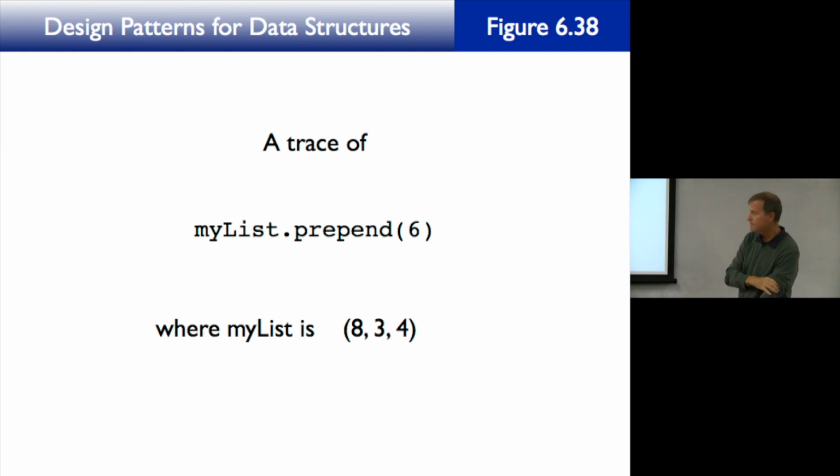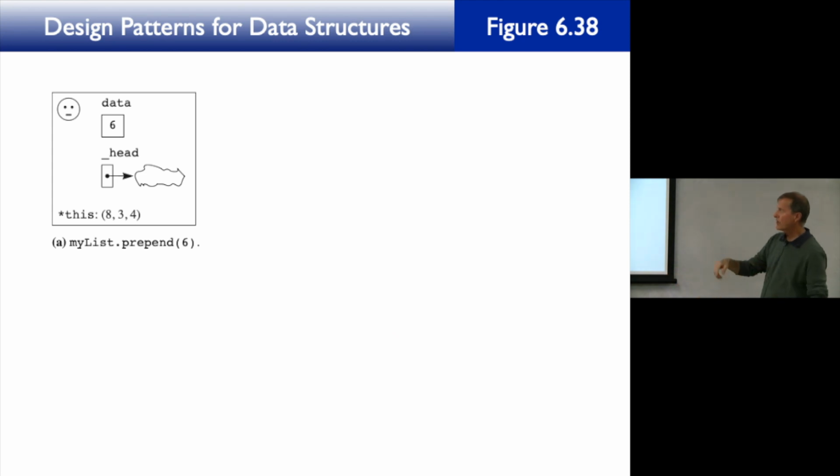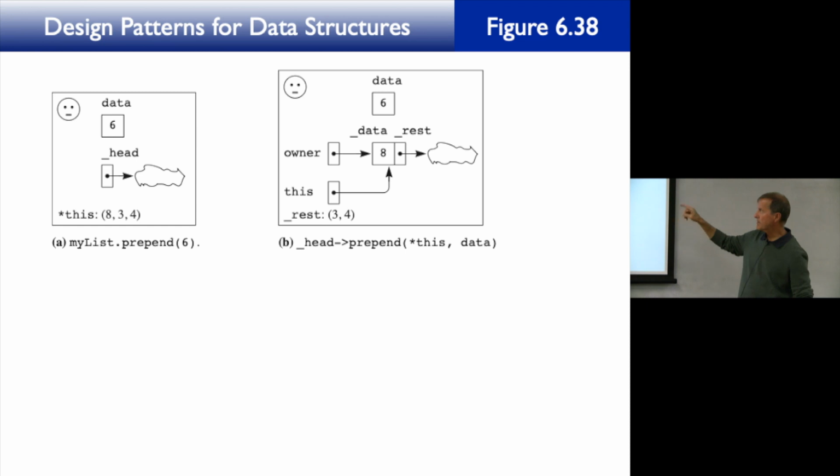Now look. So here, the main program calls prepend 6. This is mylist.prepend 6. So 6 is data that's being passed along. Underscore head is a pointer to an abstract node. Are you with me? And what does this call? Which version? The empty node version or the non-empty node version? The non-empty node version. So what's the environment of a non-empty node? It has a data and a rest.